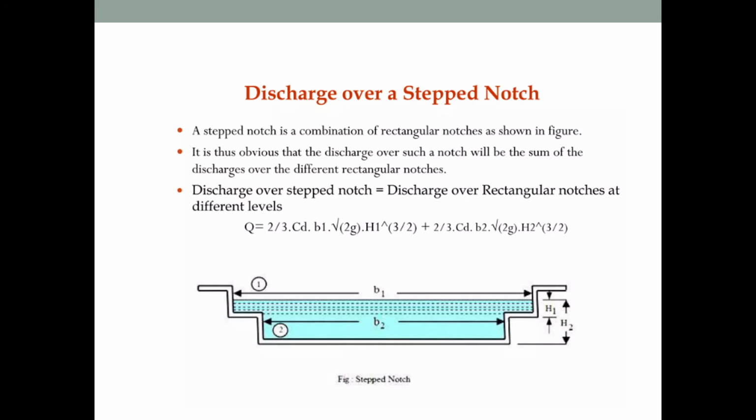Next one is the discharge over a stepped notch. A stepped notch is a combination of rectangular notches. You can see that this is a rectangle and another one is a bigger rectangle. So it will be an addition: you can add them and you will get your total discharge.